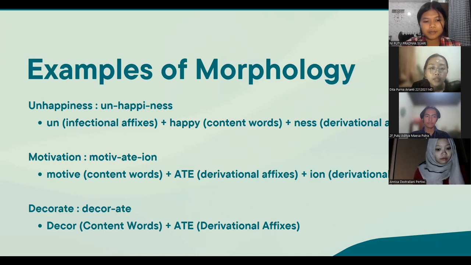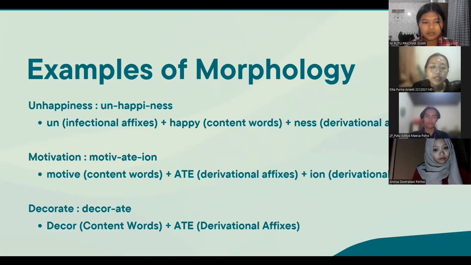So prefix un is an inflectional morpheme because it cannot change the part of speech of the content word. Next, we add ness, which is a suffix, so the word becomes unhappiness, which is a noun. The suffix ness is a derivational morpheme because it changed the part of speech of the content word.